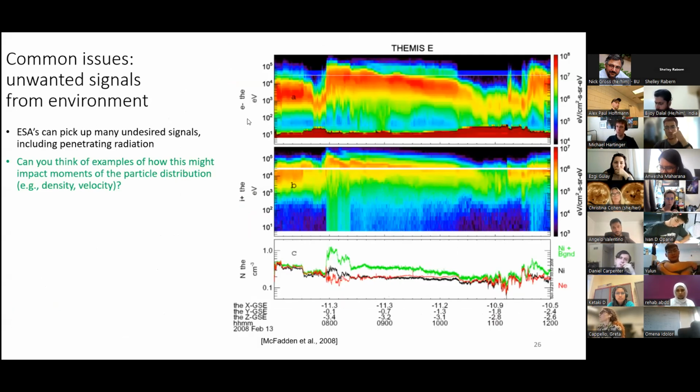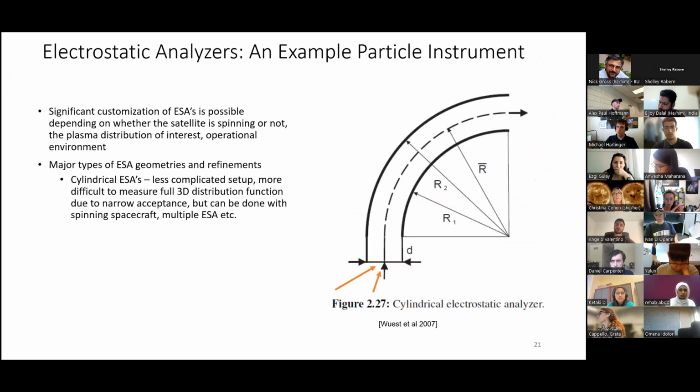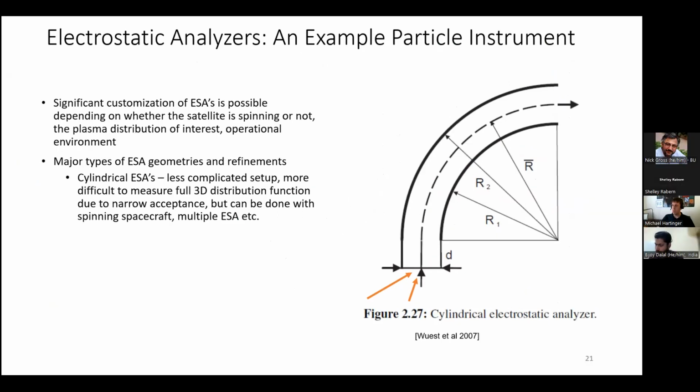So this is one last example I wanted to show of unwanted signals from the environment, using ESAs as an example. ESAs can pick up many undesired signals, including penetrating radiation. What I mean by that is that this detector is meant to have a certain range of energy particles coming in and being deflected. But high energy particles, like in the Earth's radiation belt, don't really care what this detector is doing. They might be coming in at all different angles. There are techniques that people use in ESAs to get rid of them or account for them. But they can create secondary electrons when they hit the detector that can get picked up by, for example for Themis, the microchannel plate. They can also create X-rays or Bremsstrahlung that can also be picked up by the microchannel plate that you're using to detect counts.